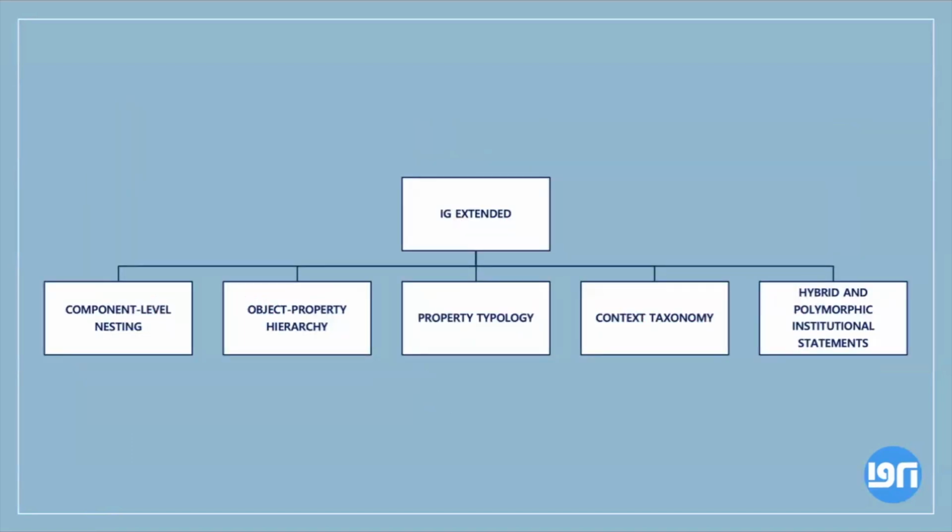As this video has shown, IG Extended offers several tools that allow an analyst to extract greater information from specific components found in regulative and constitutive statements. These tools include component-level nesting, the object property hierarchy, the property typology, and the context taxonomy. IG Extended also complicates the distinction between regulative and constitutive statements by drawing our attention to the existence of hybrid and polymorphic institutional statements. Some of the features of IG Extended, like the context taxonomy, preview the types of analysis available through IG Logico, which focuses on the semantics of institutional statements.